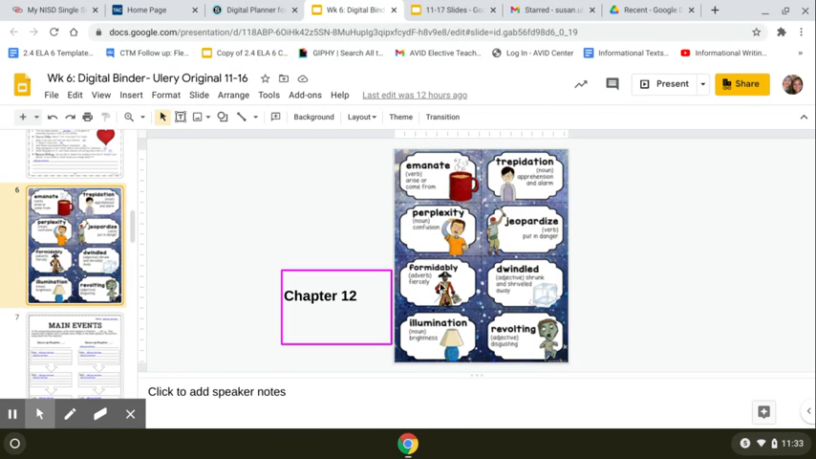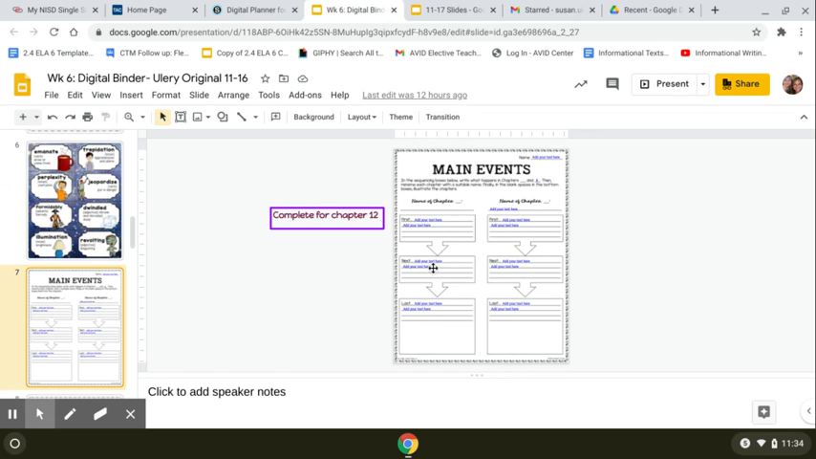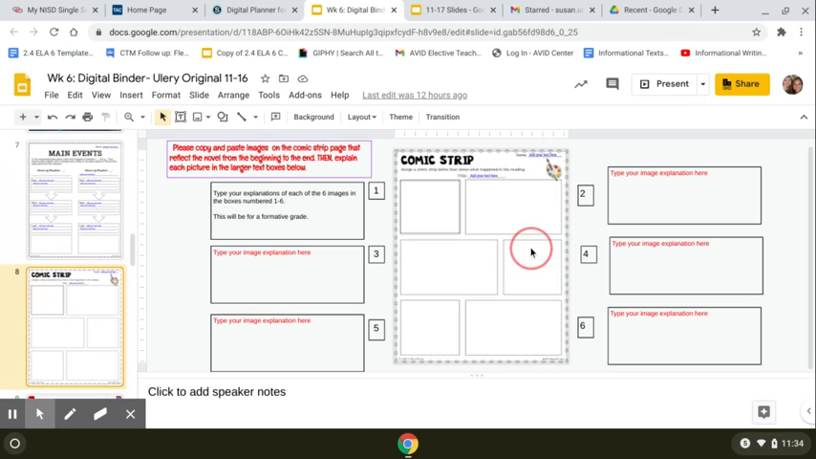Here are your last 4 vocabulary words: formidably, dwindled, illumination, and revolting. So be sure you look at these to help you answer your vocabulary in your chapter 12 questions. So here's your main events page. Remember, you need to tell me what happens first in the chapter, what happens next, and what happens last. And then finally, find an image on Google that you feel reflects the chapter overall. So please complete this.